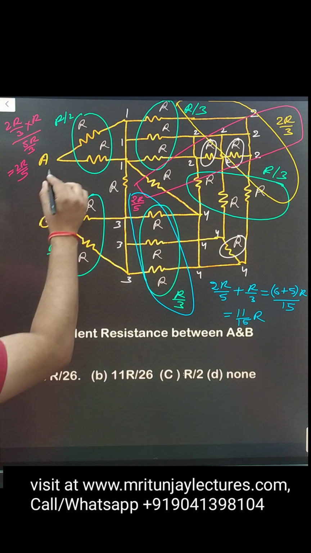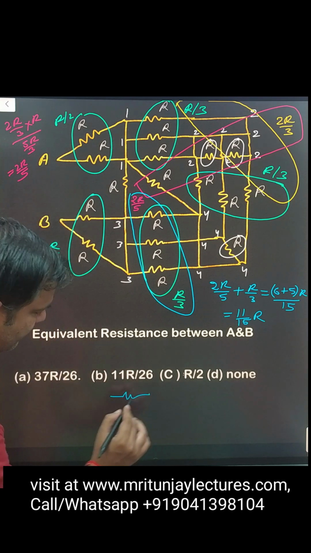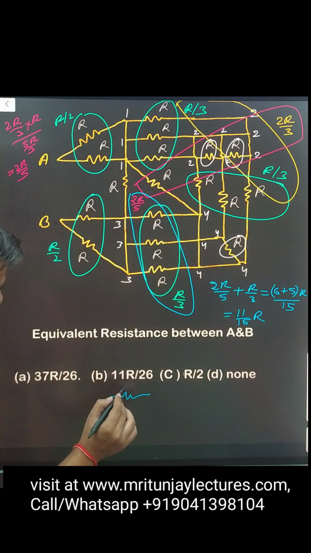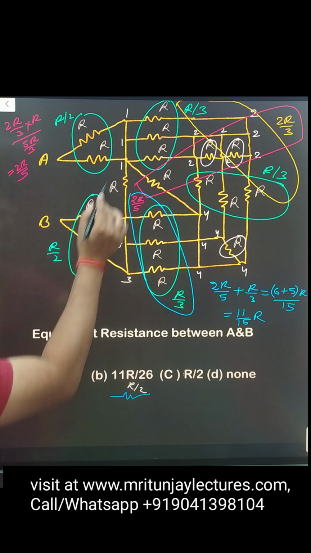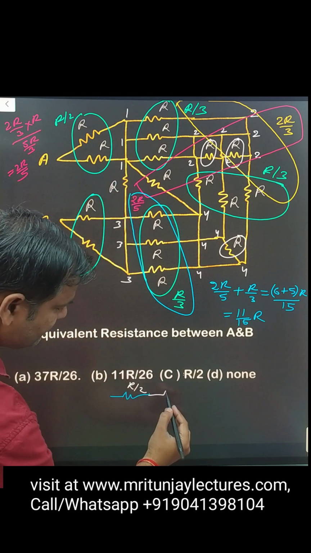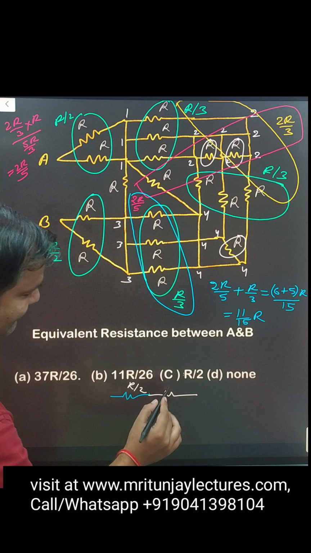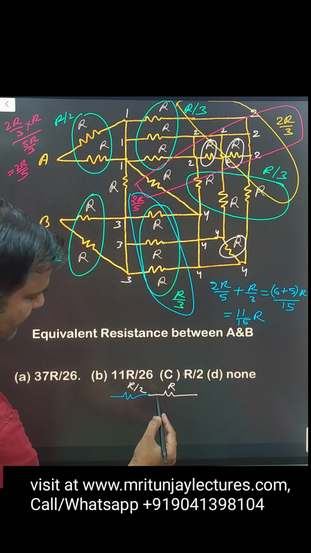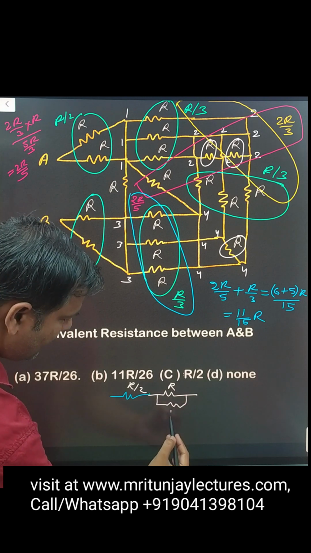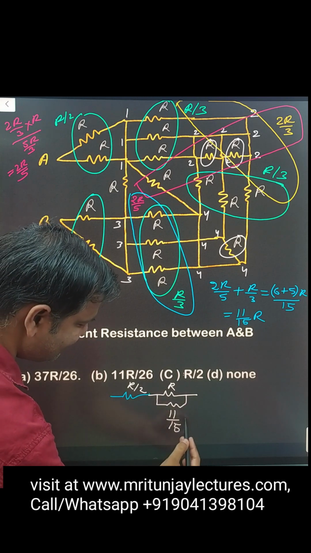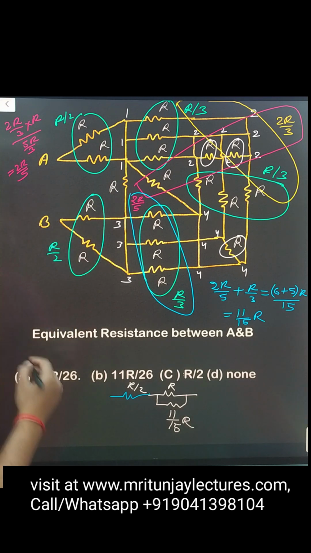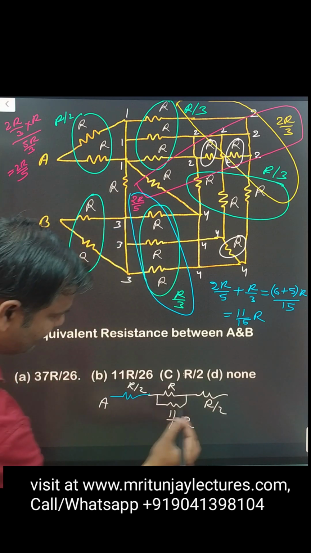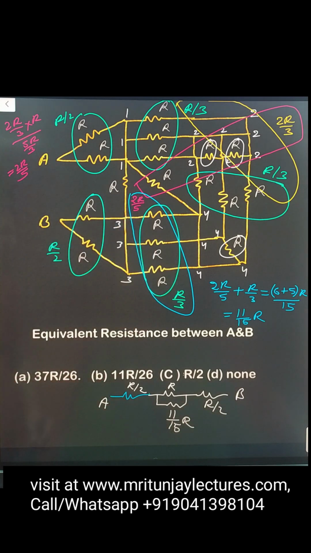If you redraw here, how much is that? R by 2. And that one here, R, and the combination of the whole scenario is 11R by 15, okay, and that one is R by 2, and that is A and that is B, okay.